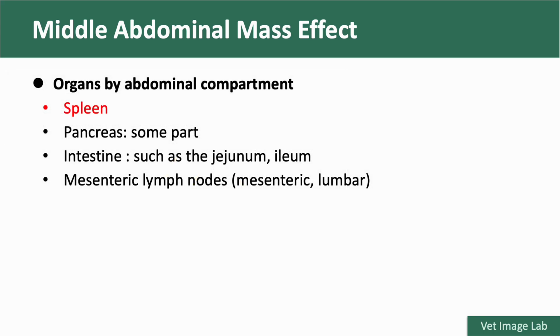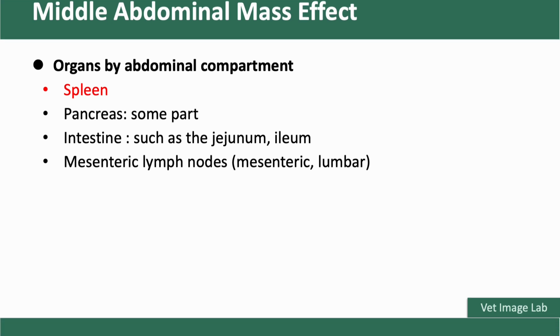The middle abdomen contains organs such as the spleen, parts of the pancreas, the jejunum, ileum, and mesenteric lymph nodes. So, when you identify a mass effect in this region, splenomegaly should be one of your top considerations. Also consider enlarged mesenteric or lumbar nodes, either reactive or metastatic. And remember, intestinal tumors like adenocarcinoma or lymphoma can also cause mass effect here.